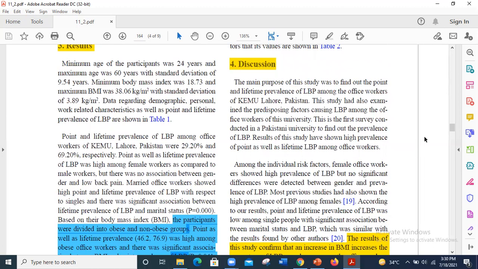Say for example, I'm working on low back pain in 2021, and I'm going to conclude my results, and I found that the prevalence of low back pain in Pakistan is quite high. Now how am I going to compare these results with the rest of the researchers in the world? I will pick any 10 to 15 articles of my choice. I will see the conclusion of their results.